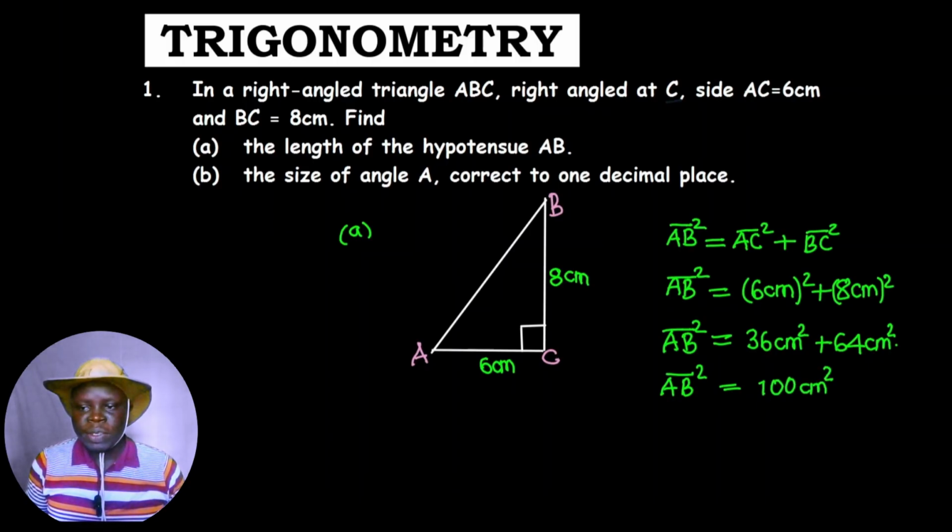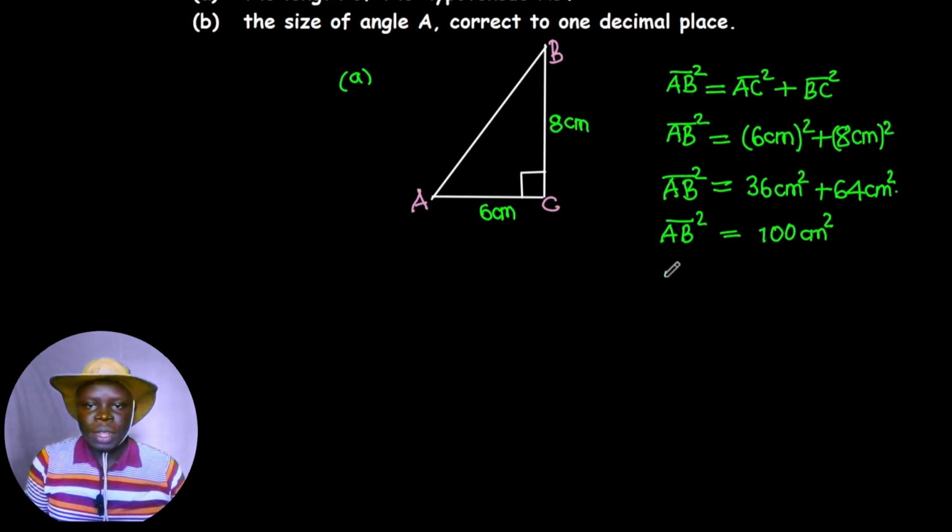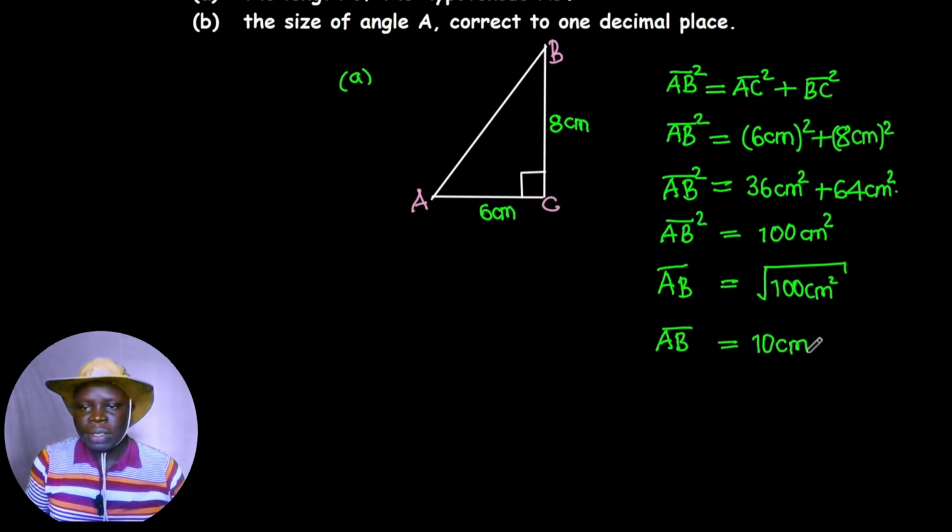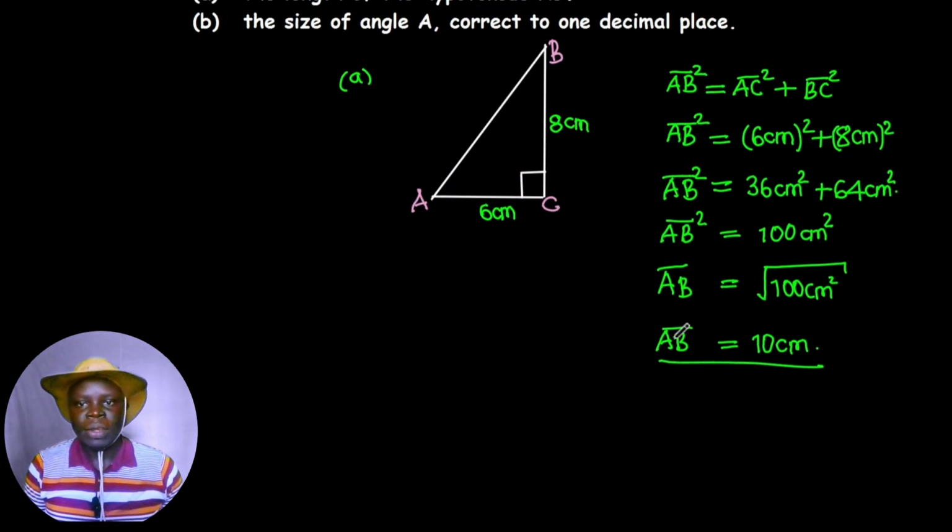But our main interest is to get only AB. So therefore, we have our AB is the same as taking a square root on both sides, and we have here 100 square centimeter under the square root, and the square root of 100 is 10. Meanwhile, the square root of centimeter square is centimeter, and that becomes our answer for part A of the question: 10 centimeters.